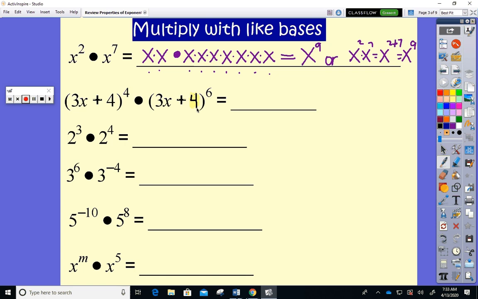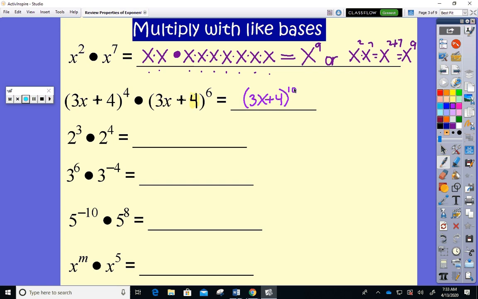Sorry about that, guys. So on this one, you're going to say, oh, well, okay. Since they're both the same, then all you do is add the exponents. 4 plus 6 is 10, and you don't do anything else.